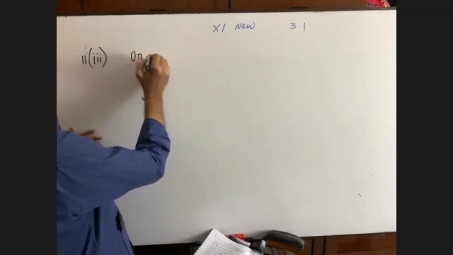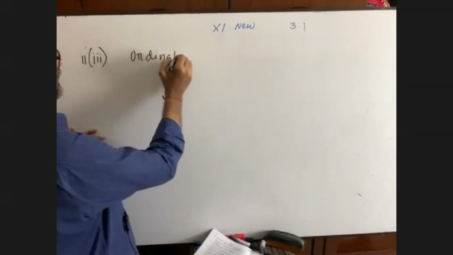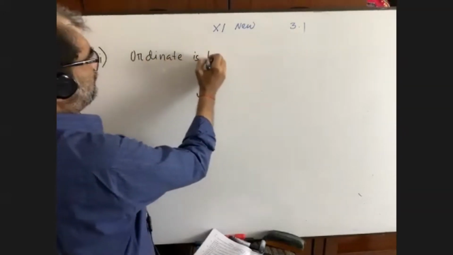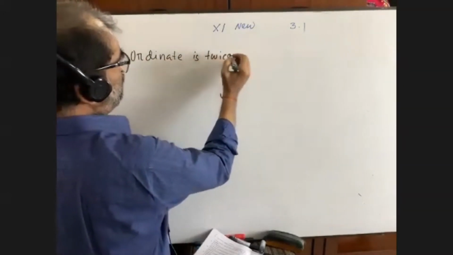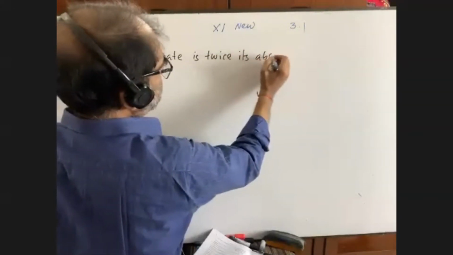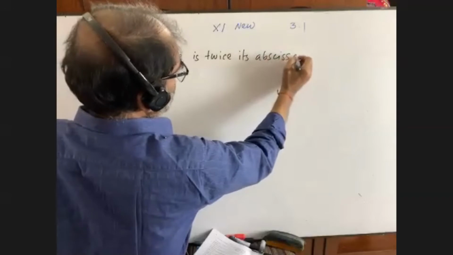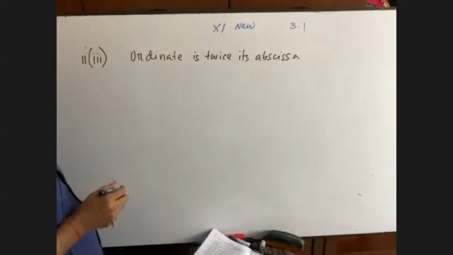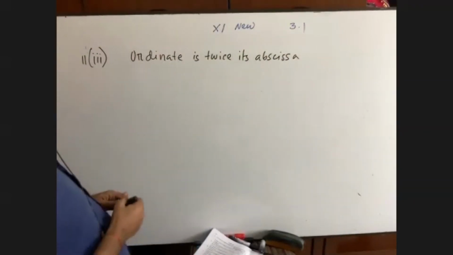Ordinate is twice its abscissa. Abscissa, what is meant by this? Abscissa means what? Can you please let me know?